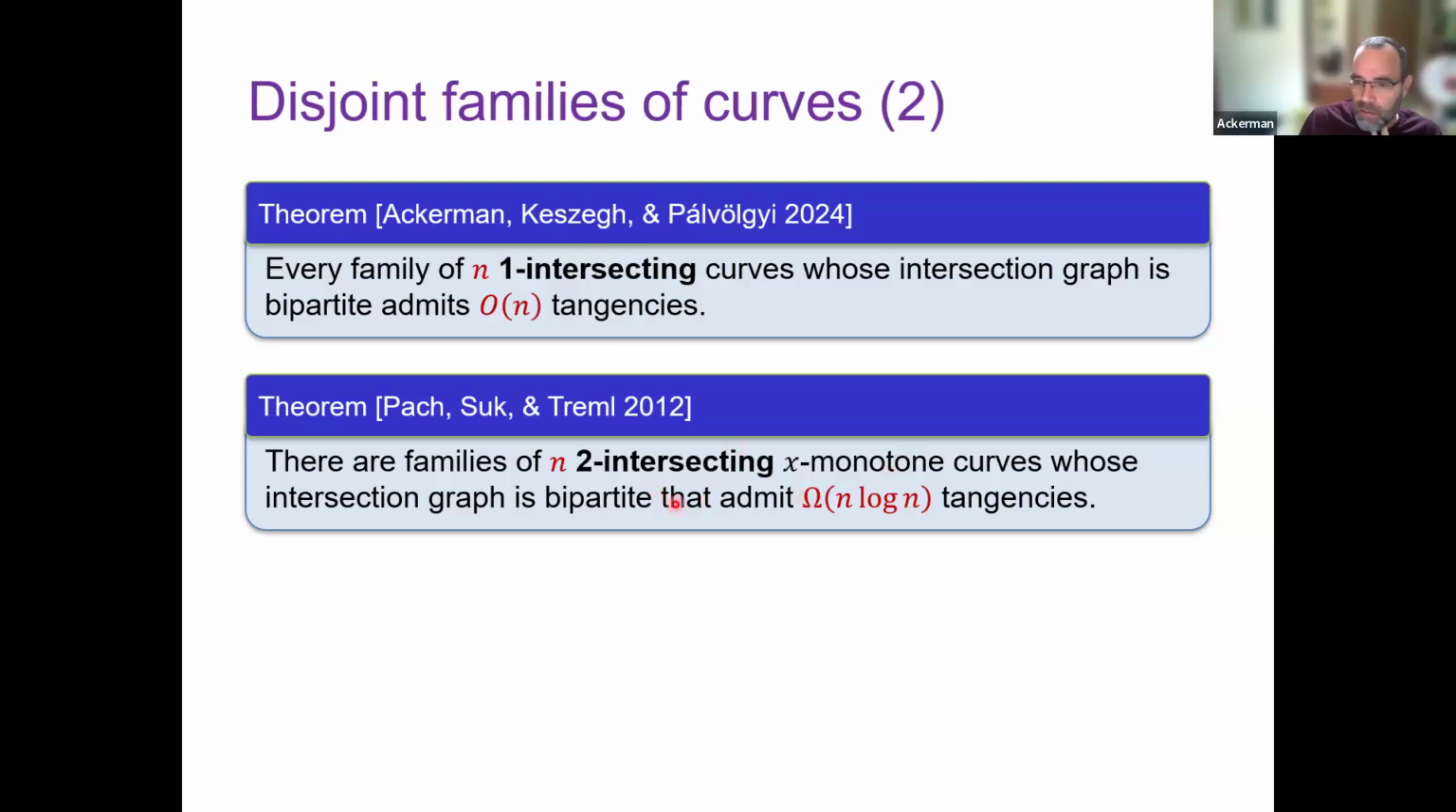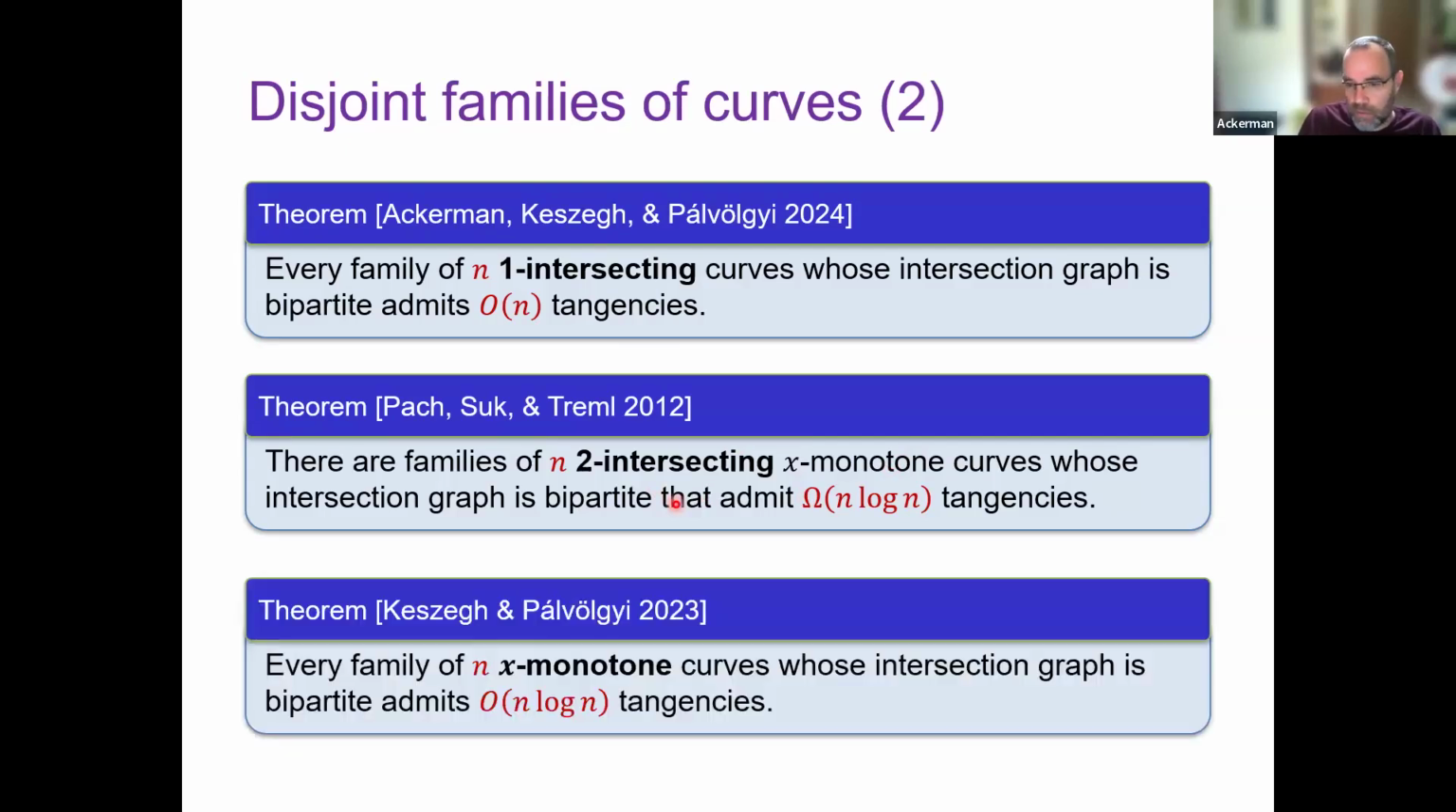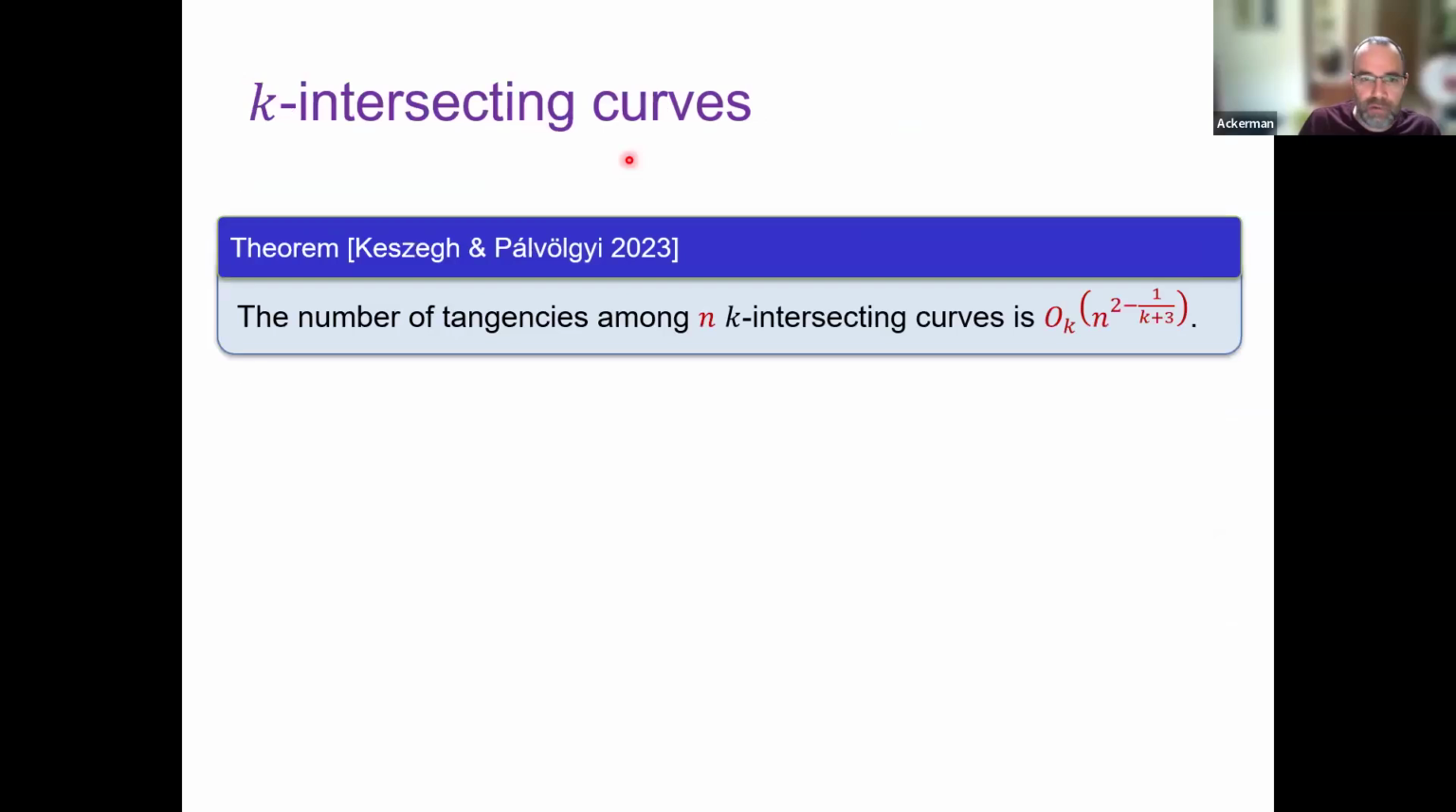And it also turns out that this bound is tight, because if you know that the curves are x-monotone, then even if you allow many intersections between them, still the number of tangencies is at most n log n, again a result of Kaplan and Sharir. Okay, so that was about disjoint families of curves. So now let's move to arbitrary families of curves.